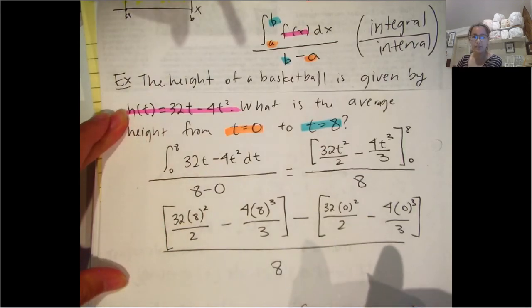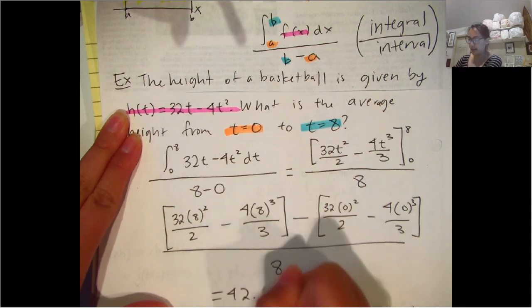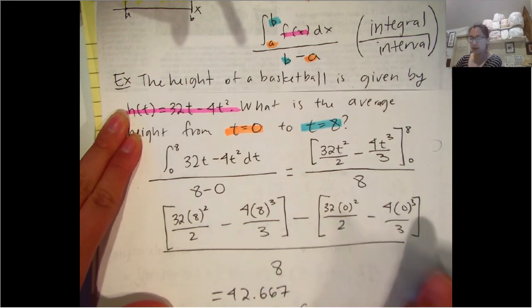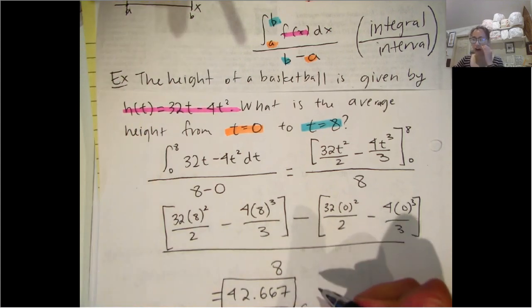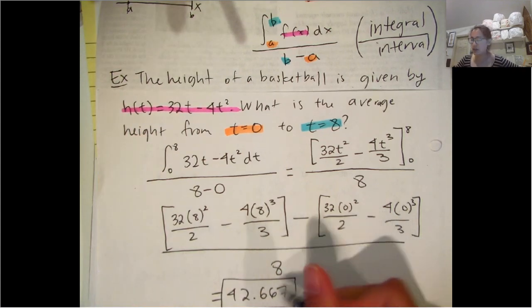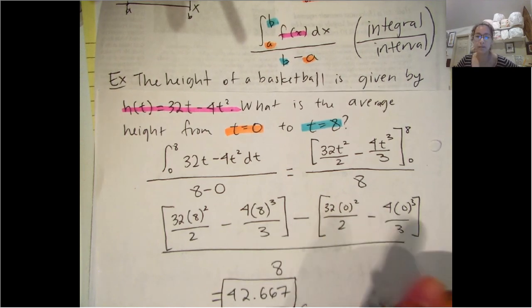Okay, and if you go ahead and plug that into your calculator, what you'll get is 42.667. Okay, so we round to the third decimal place in this class, and so the average height of the basketball is going to be 42.667. But of course, you can also leave it like this unsimplified.